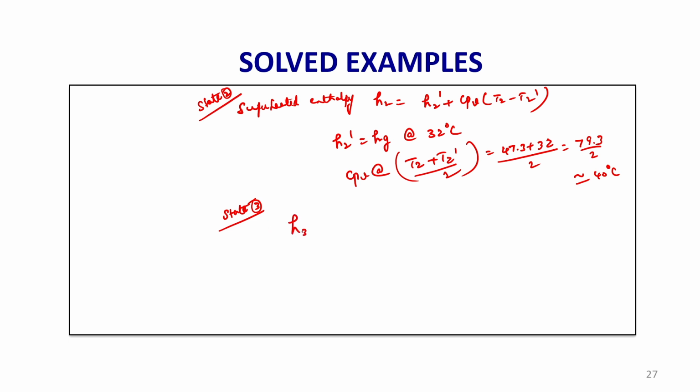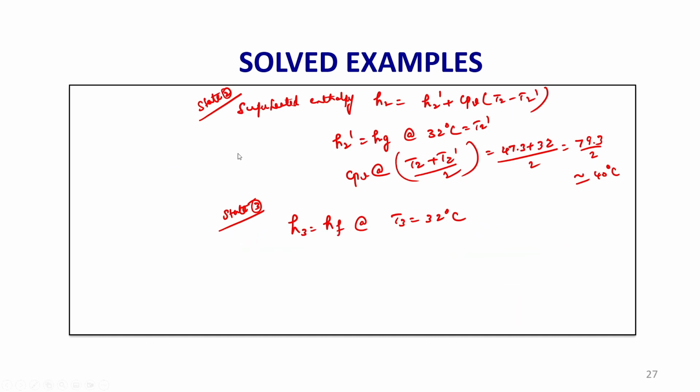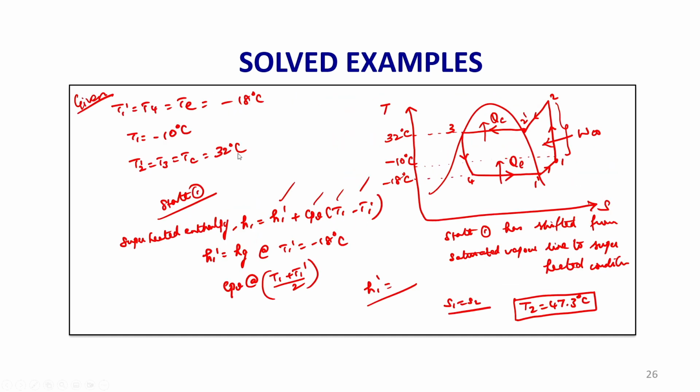Enthalpy at 3 is equal to liquid enthalpy at T3. At T3 the temperature is 32 degrees centigrade. This is T2 dash. T2 dash and T3 all are lying on the same line. Temperature at 2 dash is equal to temperature at 3, which is the condenser temperature. That is what I have written very clearly, these temperatures are the same.